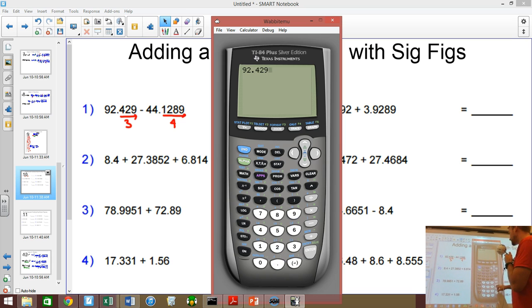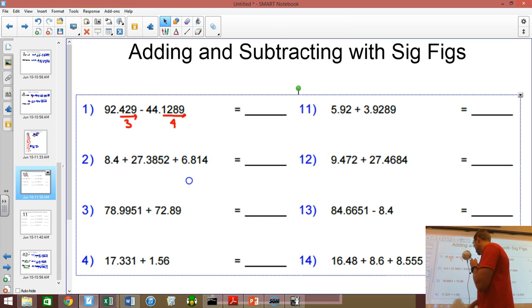So when I actually do this problem, 92.429, and I subtract 44.1289, I'm going to get a number, 48.300. I always round up that last decimal. If that 1 on the end was a 5, it would be 48.301. So this is 48.300.